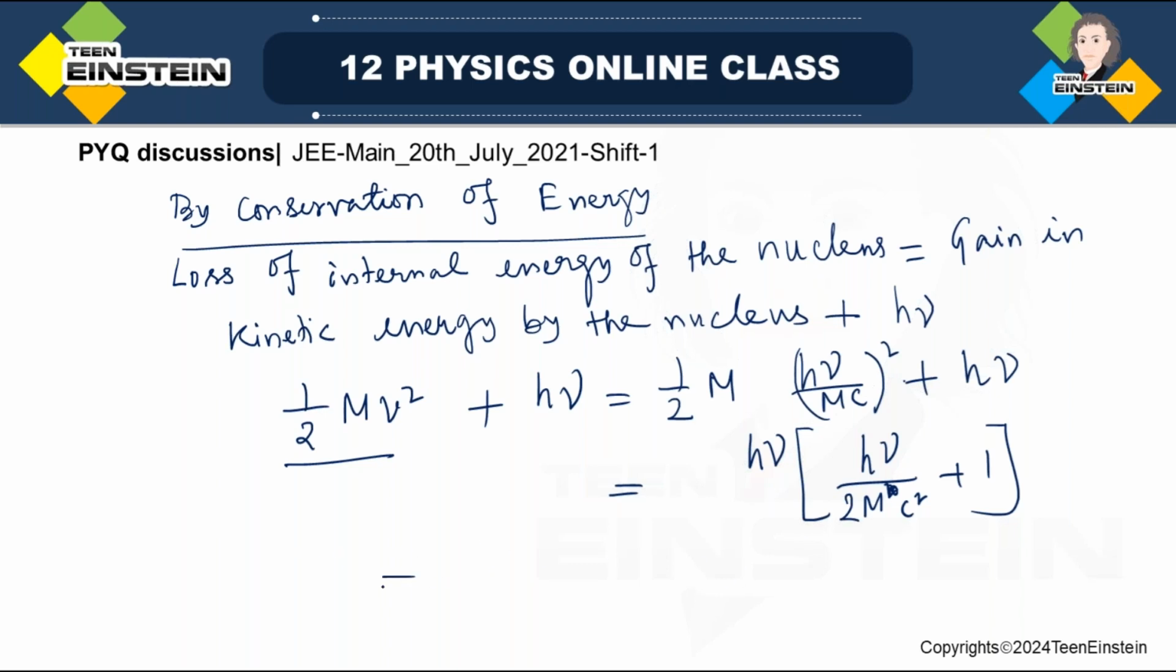So finally, what is the answer? This loss of internal energy is equal to h nu whole into 1 plus h nu by 2m c square. Okay, so this is actually the loss of internal energy of the nucleus by this gamma decay. All right, so we'll go to the next problem.